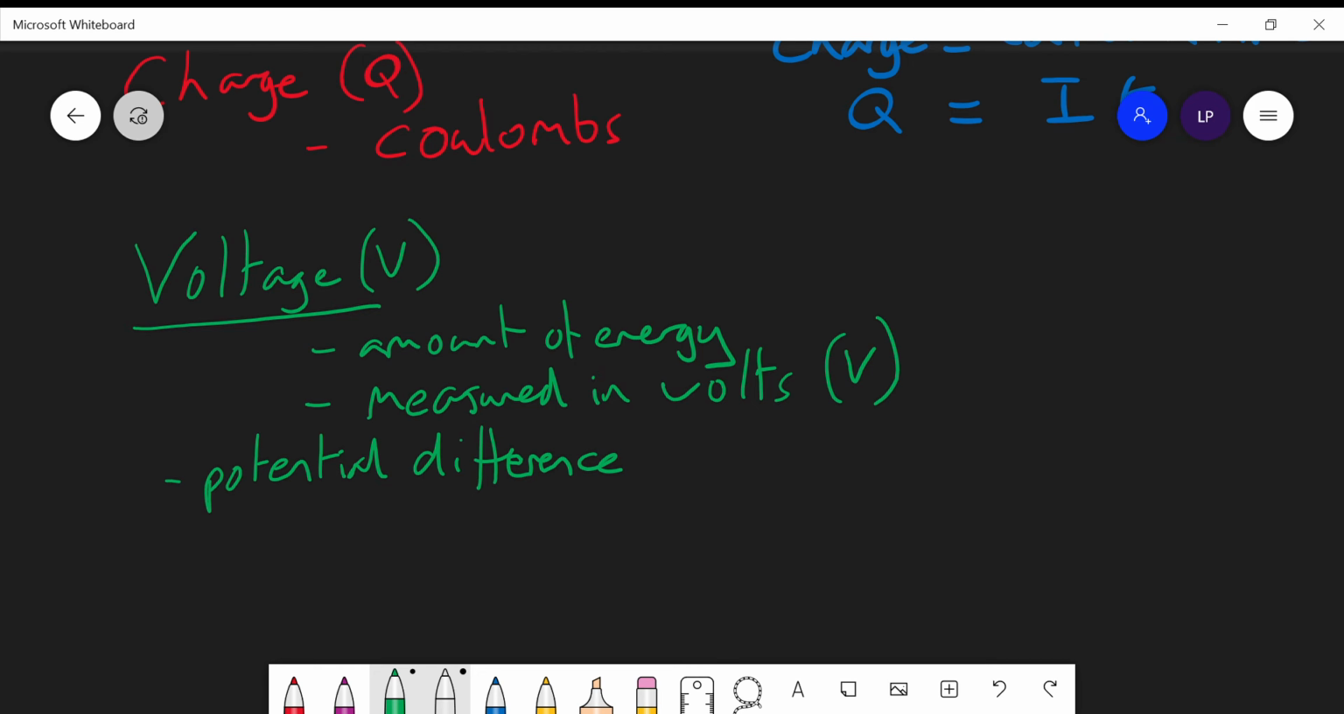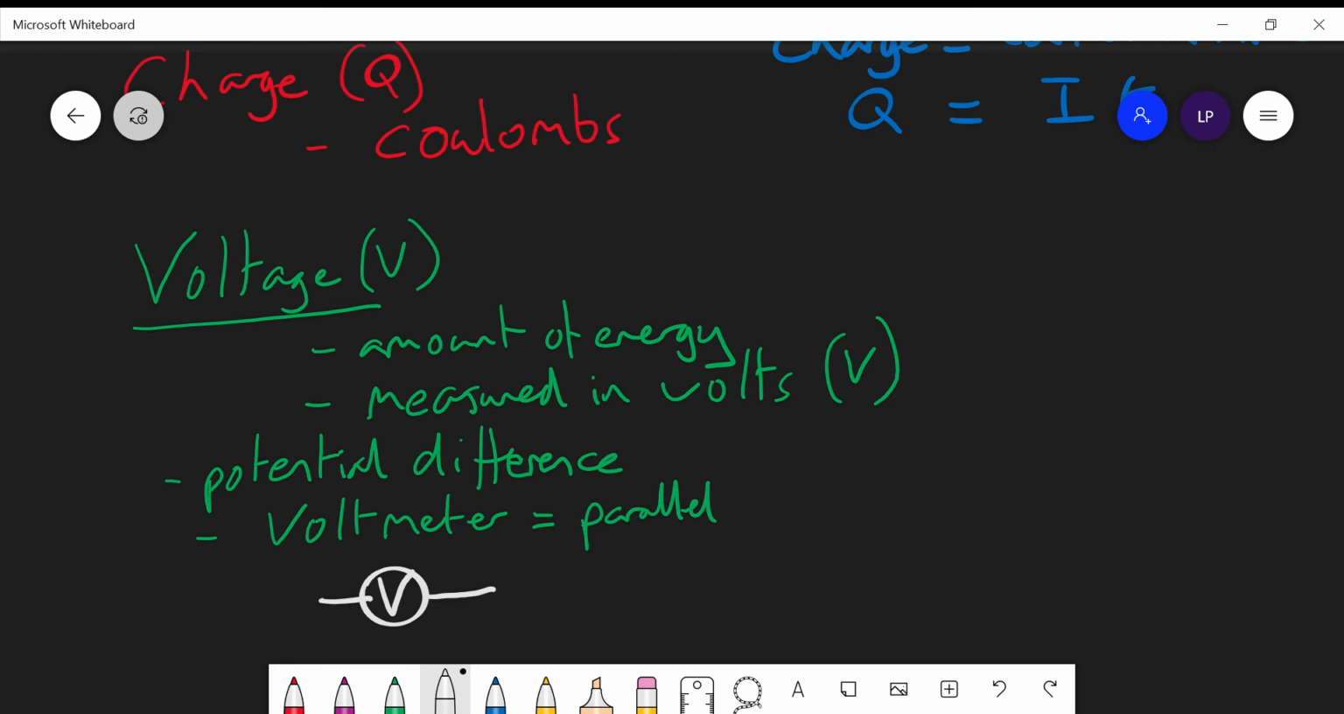And to measure voltage, we use a voltmeter. And this is put in parallel with whatever component we want to measure the voltage of. The voltmeter is represented by a circle with a V in it.